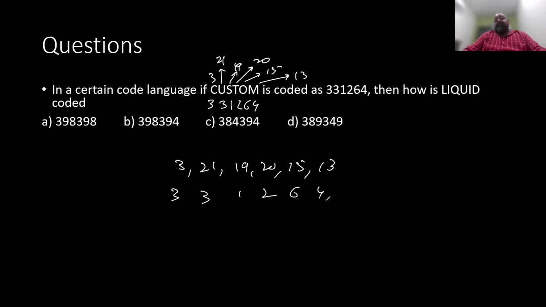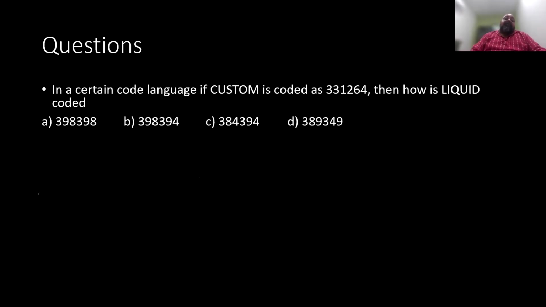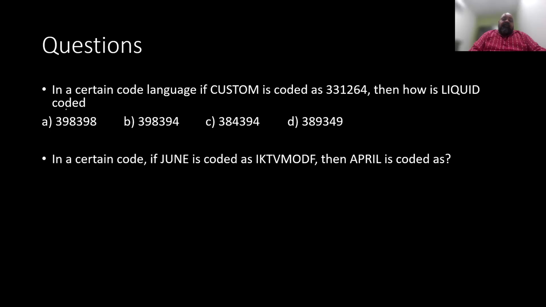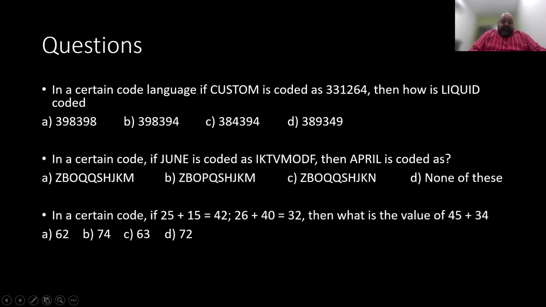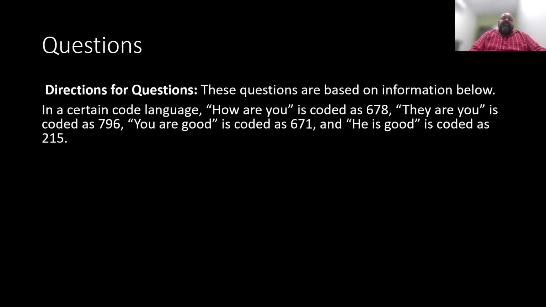331264. All that has been done is we have found the digit sum. So 21 becomes 2 plus 1, 3. 19 becomes 9 plus 1, 10, then 1 plus 0, 1. 20 becomes 2 plus 0, 2. 15 becomes 5 plus 1, 6. 13 becomes 3 plus 1, 4. And therefore the number of alphabets and digits became equal. This also we've done. So this is a word to alphabet sort of a coding.